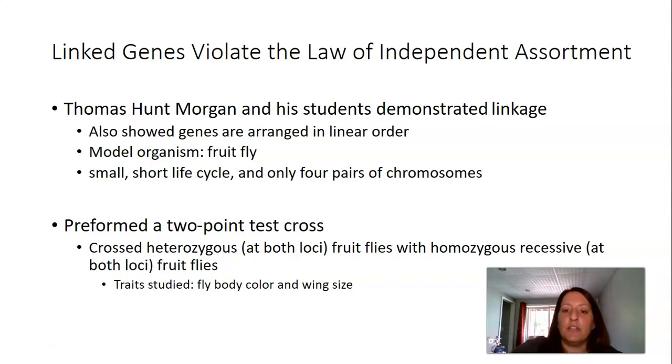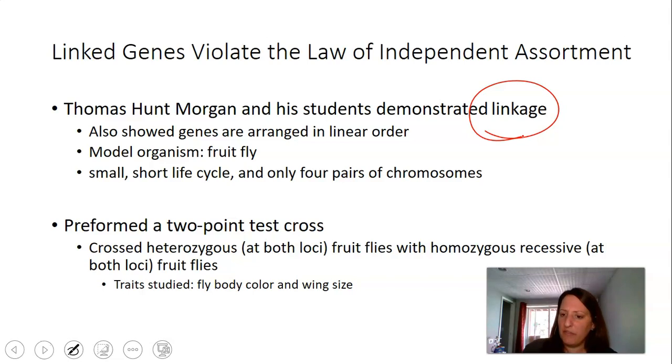They demonstrated this phenomenon that we call linkage. Again, what that says is that genes are on the same chromosome. And very interestingly, Morgan said, well, if they're on the same chromosome, can we figure out their order? And we could. So he was able to show genes that are linked, arranged in a linear order. Again, his model organism was the fruit fly.